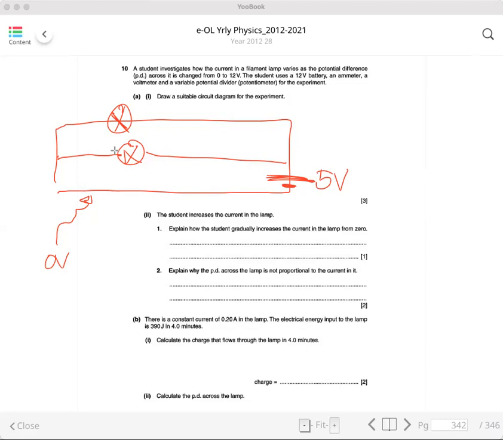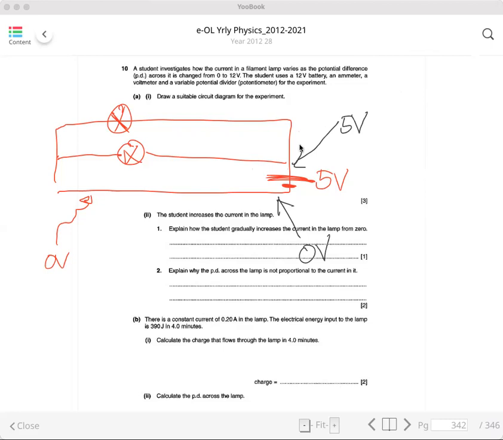So what happened is the point before the battery is all level 0. Before the battery, it is 0 volt, at level 0. The battery brings you up to level 5. So after the battery, this point is at level 5. Clear so far?